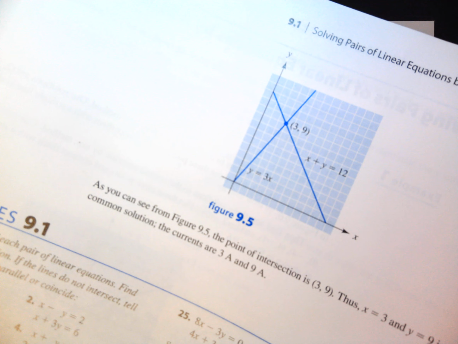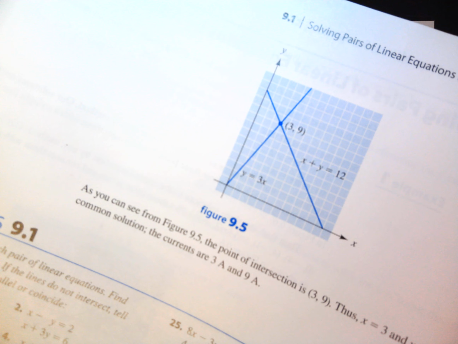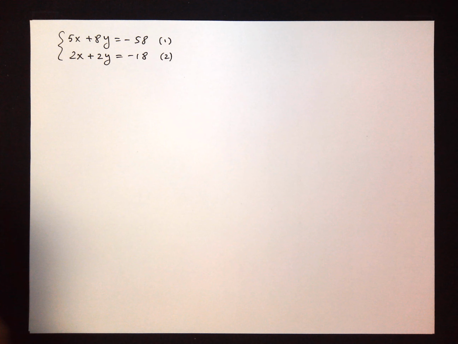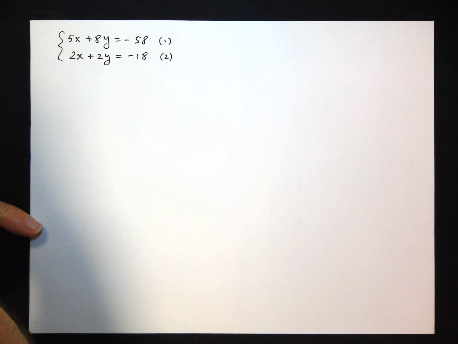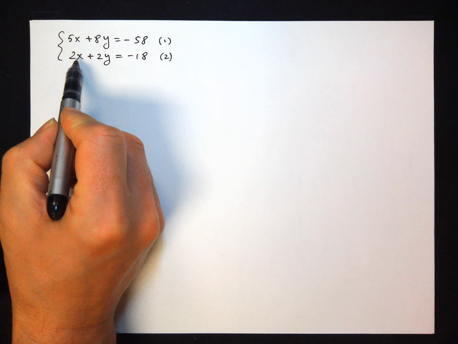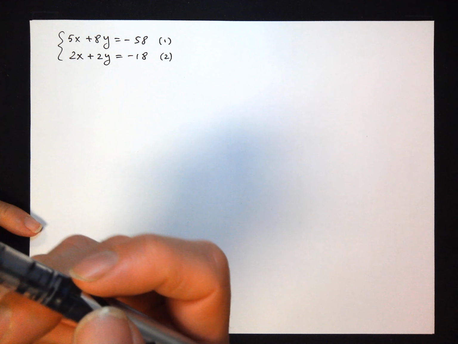Okay, so you see how they determined that it's 3 and 9 because of those boxes. But unfortunately, the answer is not going to be at the crossing point of those boxes along the grid formation. So we're going to use a different approach. It's called the elimination method.